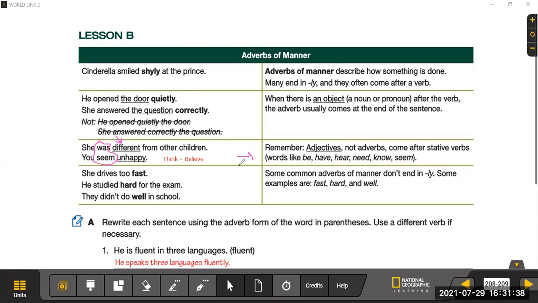The number 4 says, some common adverbs of manner don't end in ly. Some examples are fast, hard, and well. Estos adverbs of manner son irregulares, irregular adverbs, ¿ok?